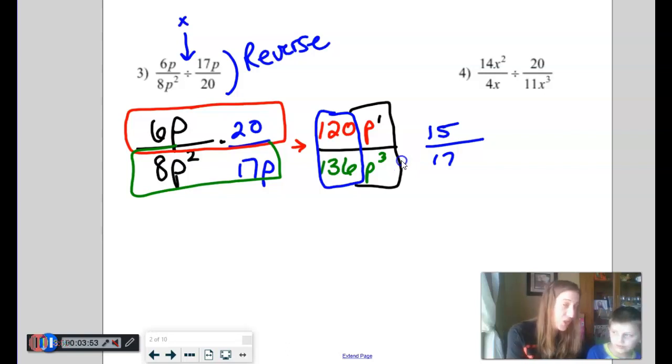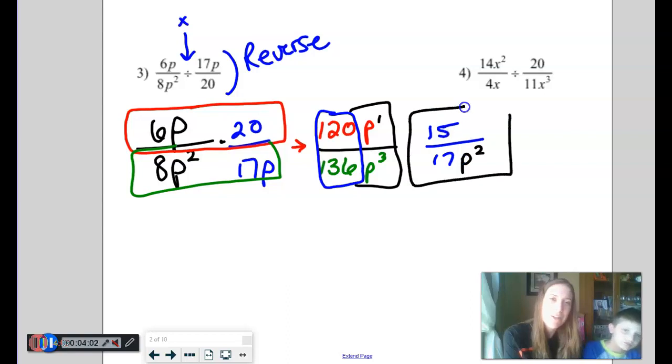But 1 minus 3 is really negative 2. Weird, right? So negative 2 means that we're going to have p squared down in the denominator. Algebra 2 kids totally know what I'm talking about, right?